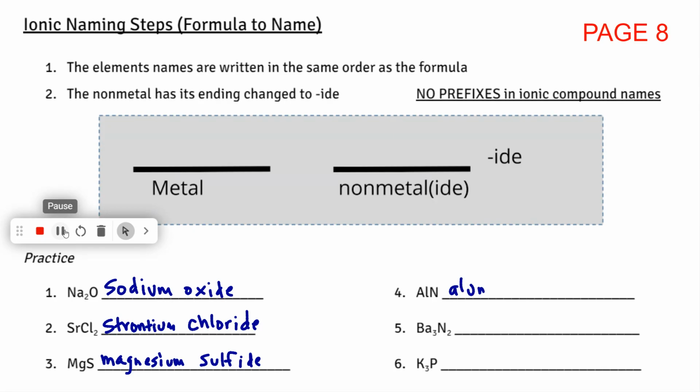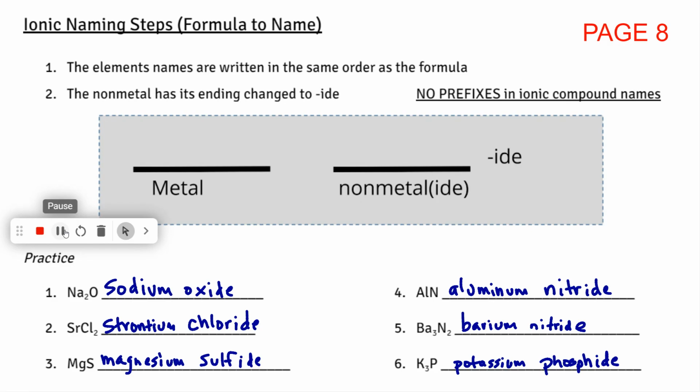AlN turns into aluminum nitride, because nitrogen, remember we just take that first syllable, the "nitr" part, and add "-ide" to the end of it. And then Ba3N2 is barium nitride. Same N at the end, doesn't matter that it has a 2 on it, it's still just nitride. We don't have any tris or dis here, just naming our elements that we see. It's almost like a little element quiz, just putting them together. K is potassium. P is phosphorus, which changes into phosphide.